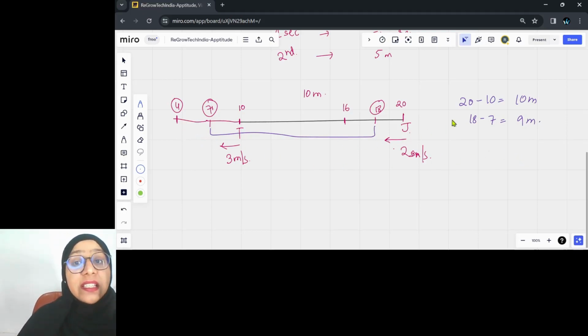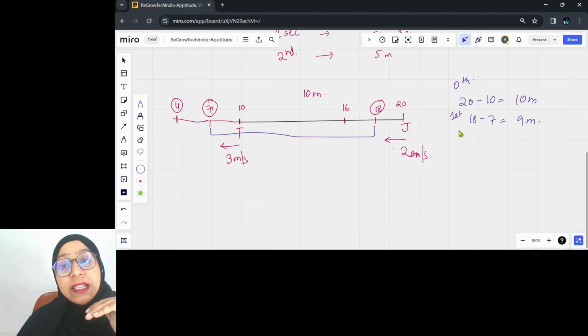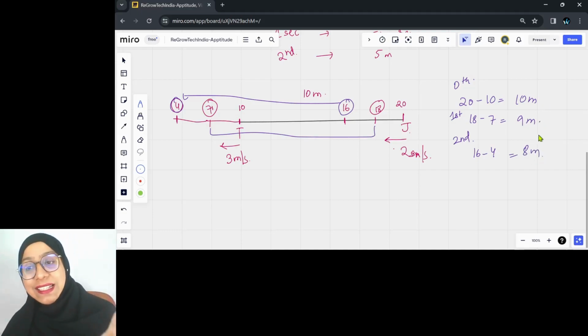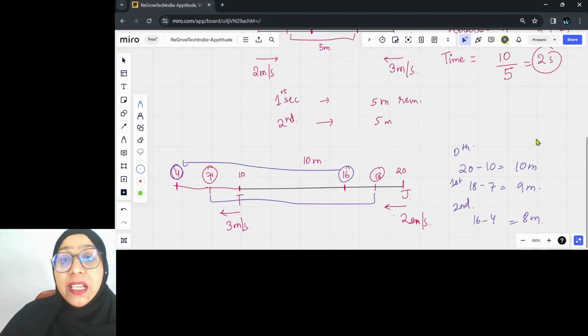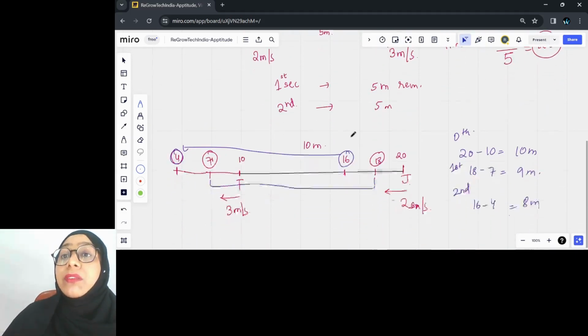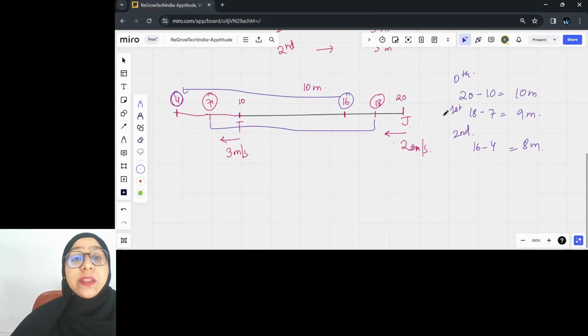And after that, in the third second, after the second was over, right? So this was at 0th second, this was at first second, and this was at second second. What is happening is now Jerry was at 16 and Tom was at 4. So the difference between the two of them was 16 minus 4. So now it has become 8 meters. So if you see, after each second, the distance is decreasing by 1 only, right? Unlike the previous example, that the distance was decreasing by 5 meters. Here, the distance is decreasing by 1 meter.